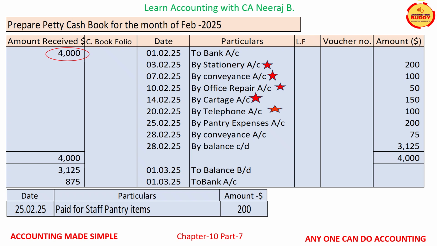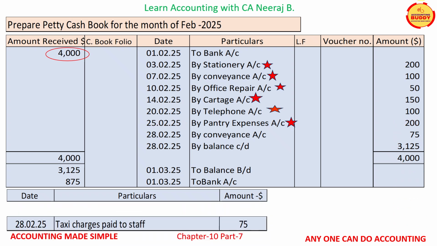On 25th February 25, petty cashier paid $200 to buy staff pantry items. This transaction will be recorded on 25th of February 25 by writing the words "by pantry expense account" in the particulars column for $200. On 28th February 25, petty cashier paid $75 as taxi charges for one of the staff. This transaction will be recorded on 28th of February 25 by writing the words "by conveyance account" under the particulars column for $75.